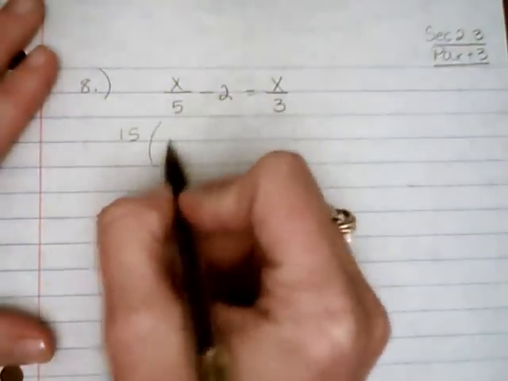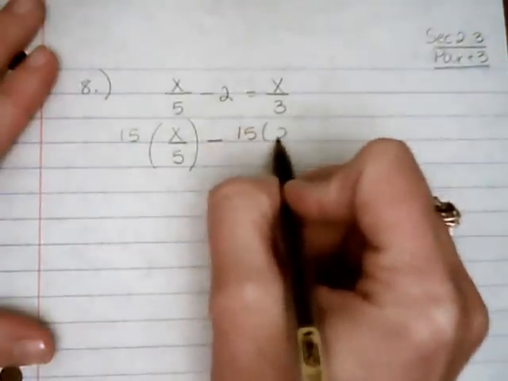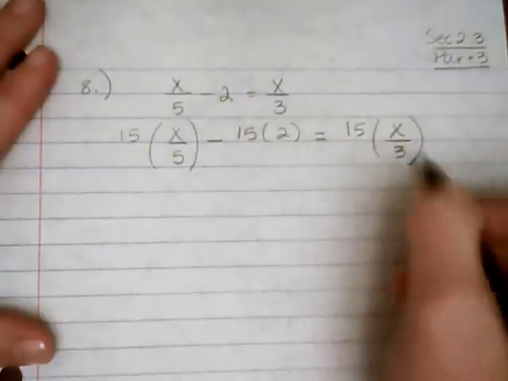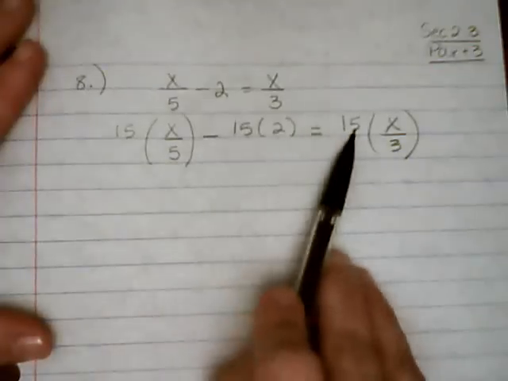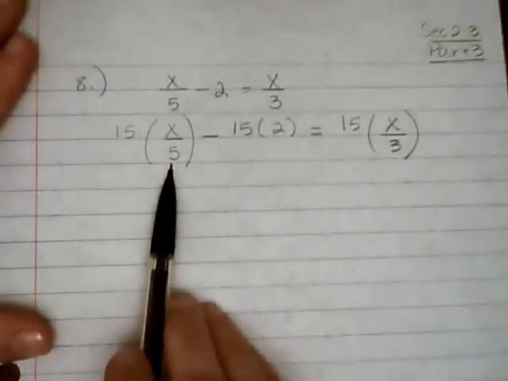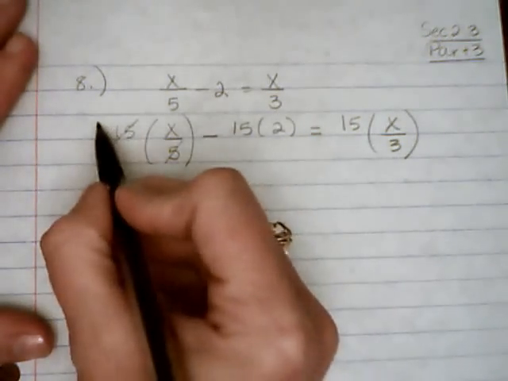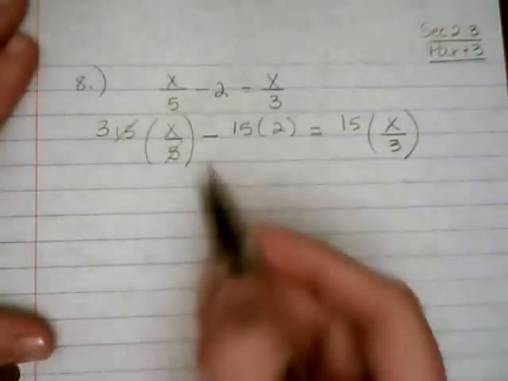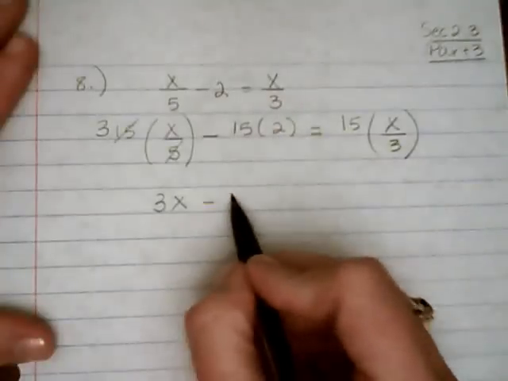So we would have 15 times x over 5 minus 15 times 2 equals 15 times x over 3. Okay, so again I'm going to stress it has to be the same number that you multiply by every term. With our fractions we're going to divide, so I would say 5 will go into 15 how many times? 3 times. So I multiply what's left over. 3 times x would be just 3x. 15 times 2 would be minus 30.